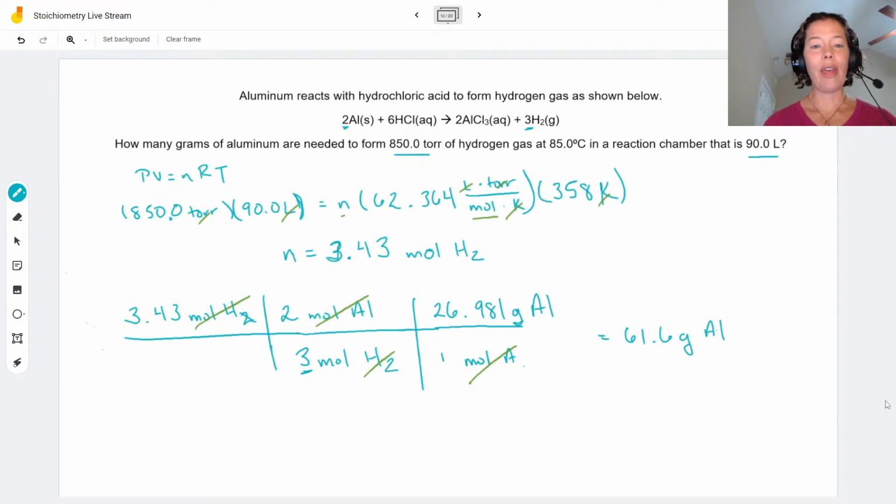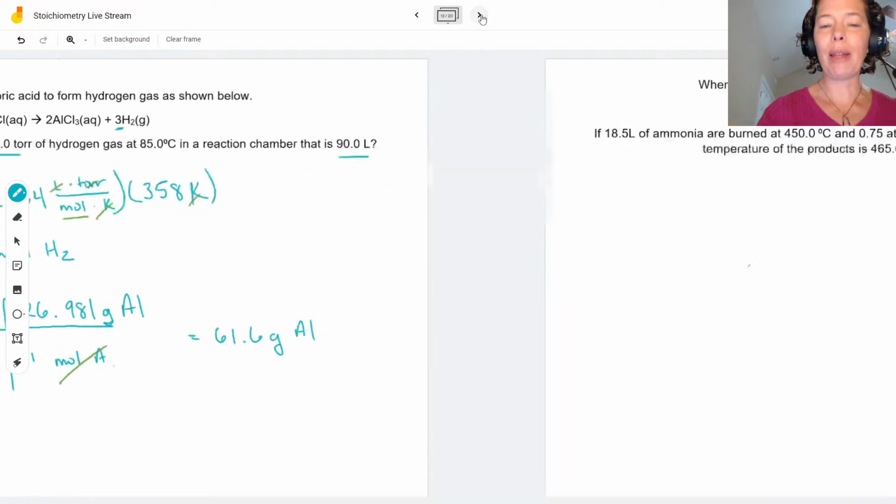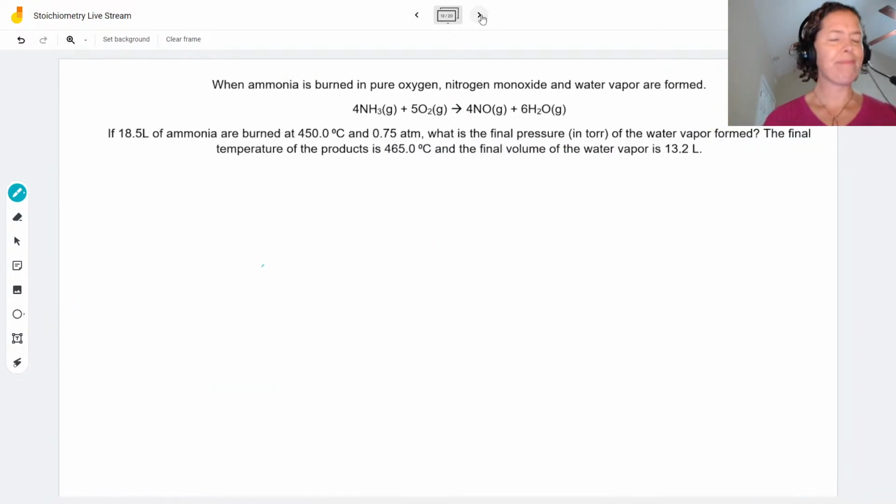Okay, so that is our gas laws, or our ideal gas law. Let's go to the next problem. I think we've got one more here.